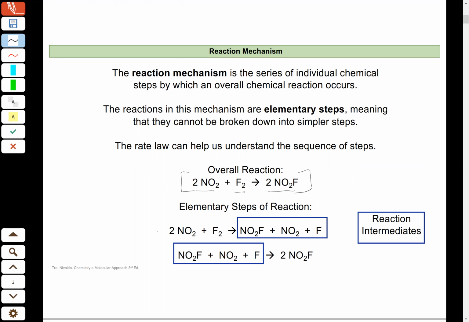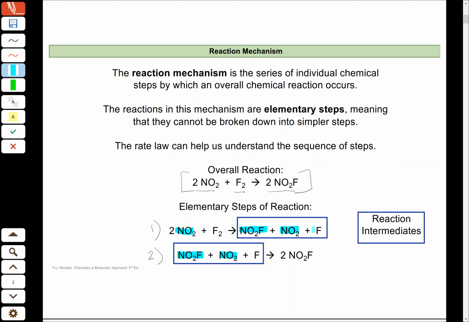What's actually happening are two elementary steps. First, our NO2 and F2 are going to form intermediates that will then react in step 2 of the reaction to form the products that we're interested in. And so we'll see that the formation of NO2F will then be the reactant in our second step, and so we won't see it in the products at all. Same with NO2. It will be left over after our first step, and it'll be a reactant again in our second step. But it's something that we're actually starting with here.